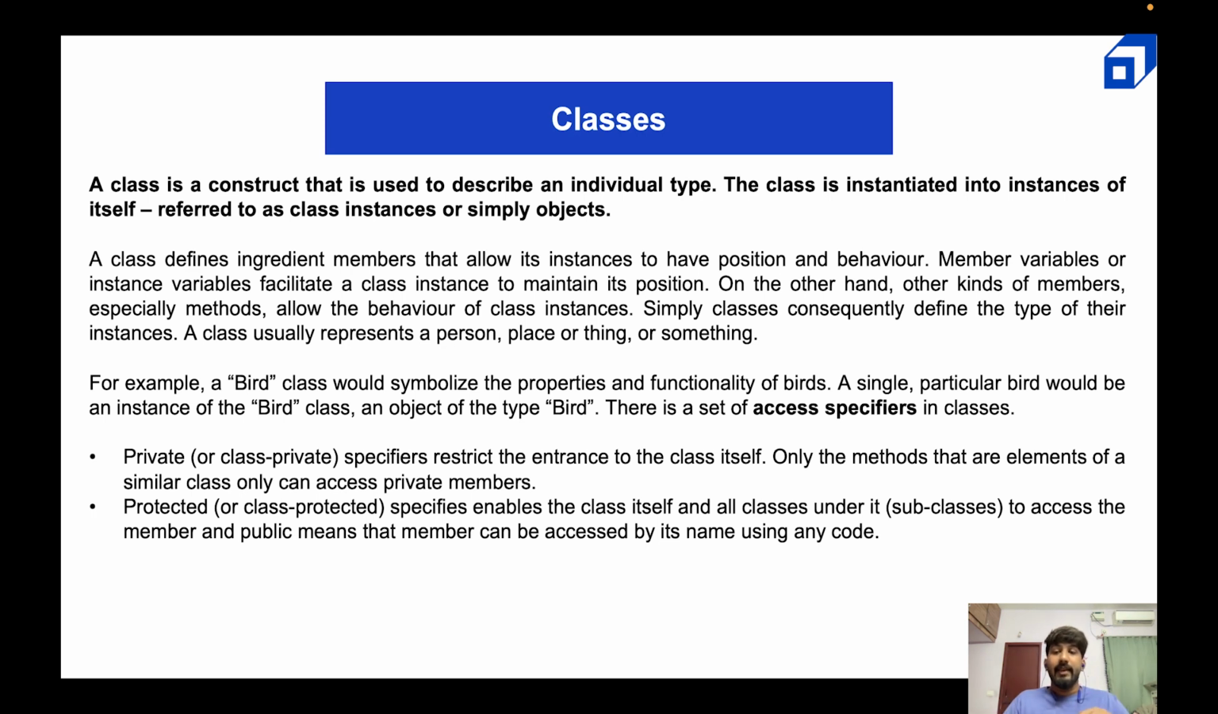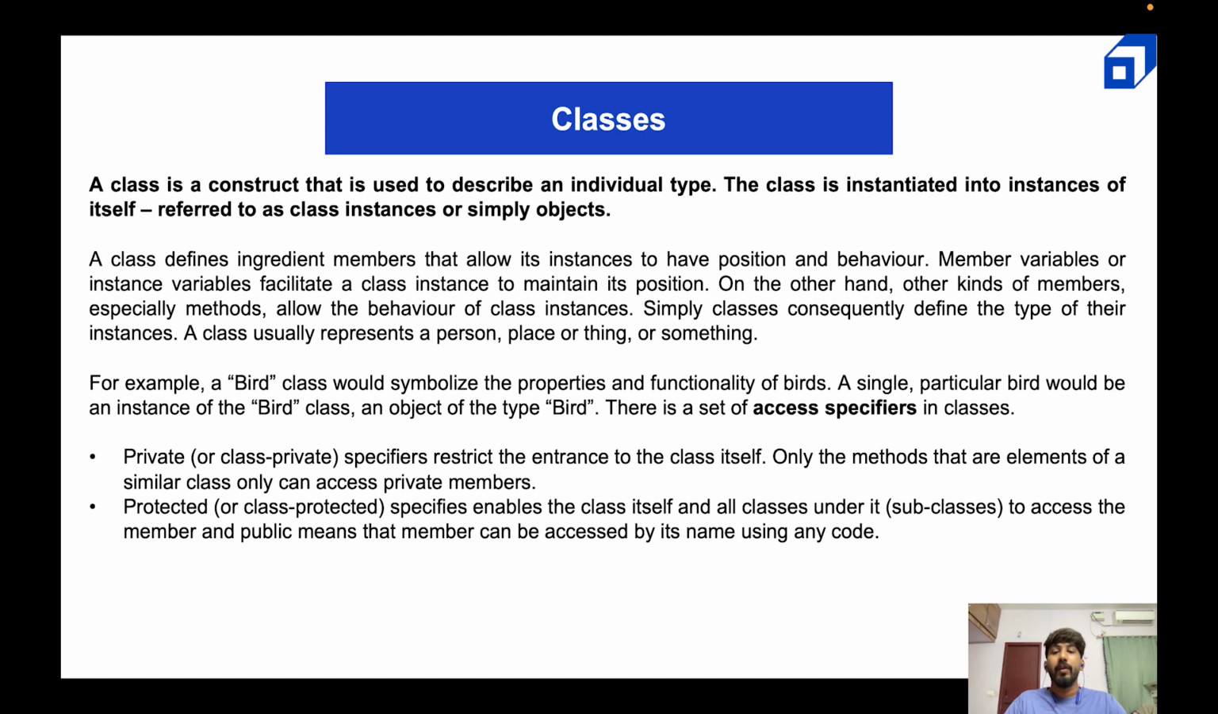So in this case, let's take an example. A bird class would symbolize the properties and functionalities of birds. A single particular bird would be an instance of the bird class. Basically it means there could be a bird class, and a sparrow would be an instance of the bird class. A parrot would be an instance of the bird class. All of these birds will have common attributes, and those common attributes make up this particular class, but all of these individual birds are basically the objects.